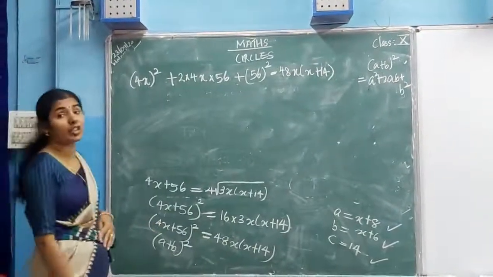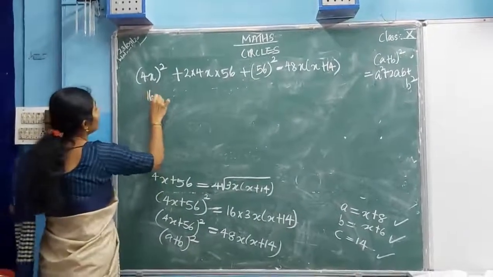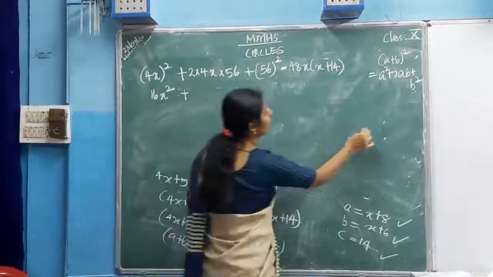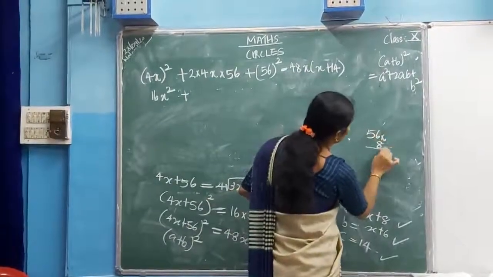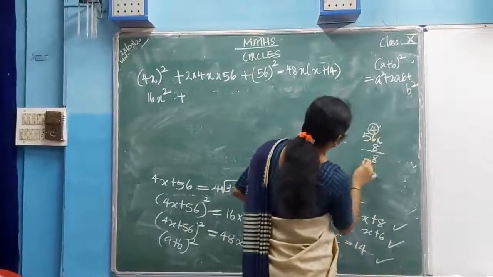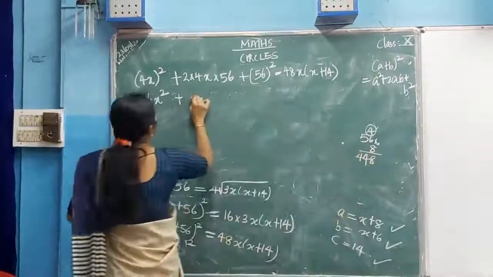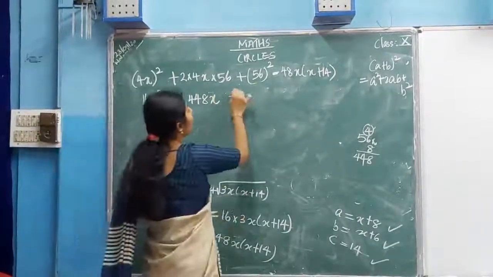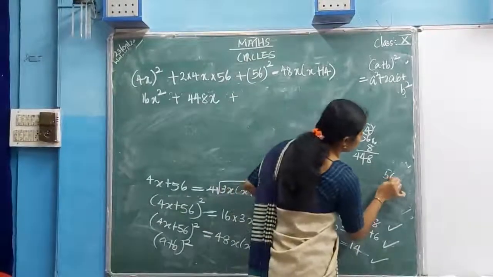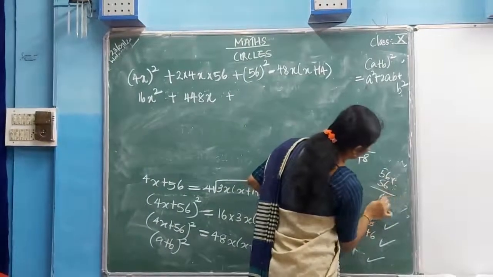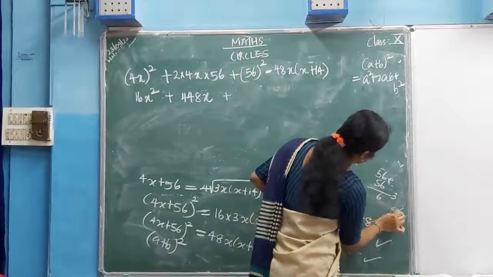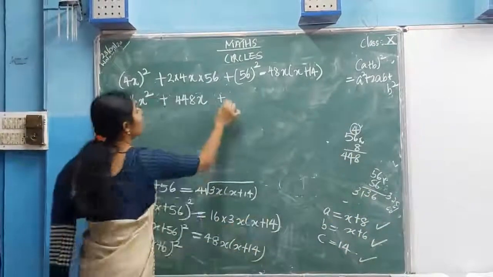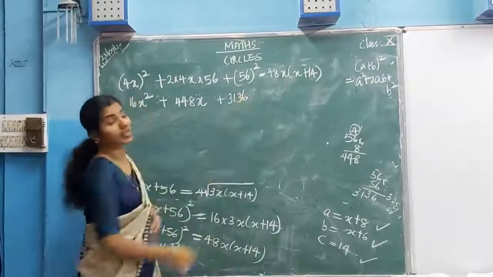Now you should square this number. So what will you get? 16x square plus, 2 fours are 8. 8 when you multiply with the 56, what will you get? 448x plus, what is 56 square? 3136.